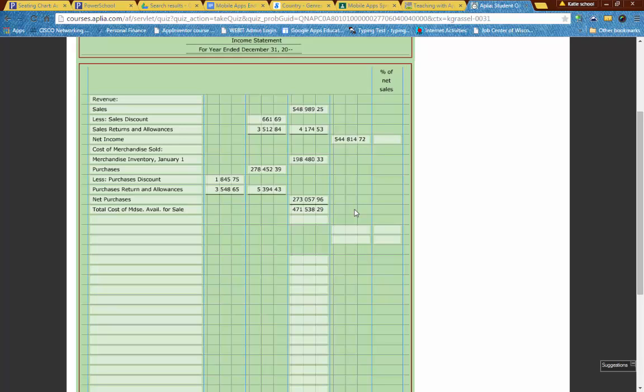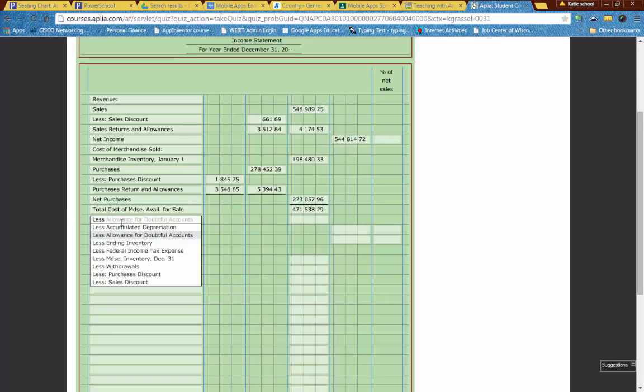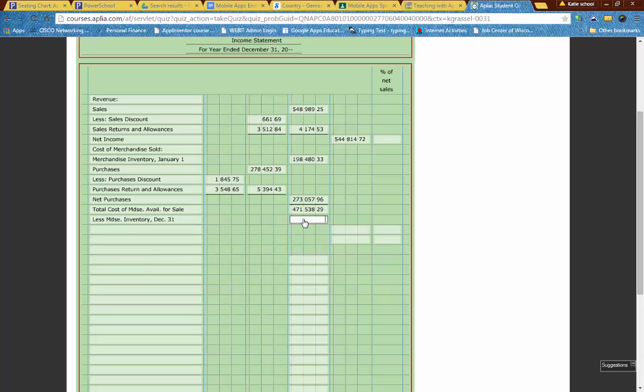So what I'm going to do below total cost of merchandise available for sale is I'm going to say less merchandise inventory December 31st. And I'm going to get this number from the balance sheet column of my worksheet. And that's 188,999.25. So I have my total amount that I bought throughout the entire fiscal period. I'm going to subtract what I have left at the end, and that is going to give me my cost of merchandise sold. So I'm going to subtract those two.